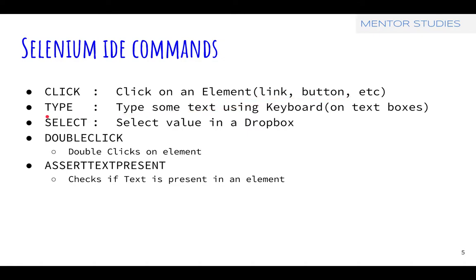Then if you want to type something in an editable element, like a text area, a text box or a combo box in which you can try typing, in those areas you can use the command type, and it's basically for inputting data using the keyboard. Then we have select. If you have a drop down in which there are hundreds of fields and you want to select a specific field, that drop down can be manipulated using this select command, and we have already seen one example of that.